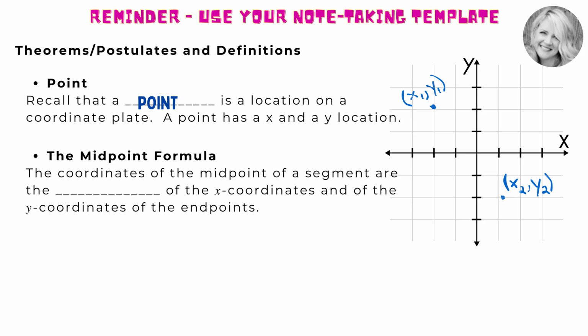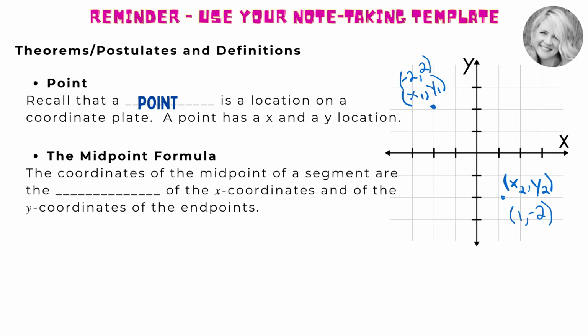Okay, let's go back even more and talk about what a point is. So recall that a point is a location on a coordinate plane. A point has an X and a Y location. Let's plot our first point. We're going to call it X1, Y1. That point is at -2, 2. -2 in the X direction, +2 in the Y direction. Our second point, X2, Y2, is at 1, -2. 1 in the X direction, -2 in the Y direction.